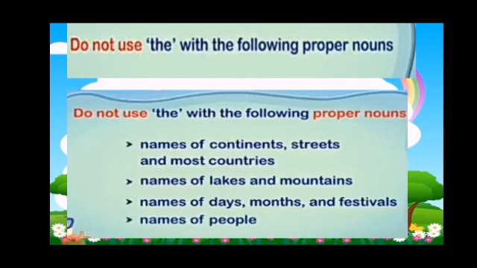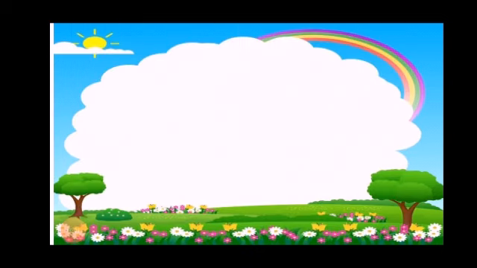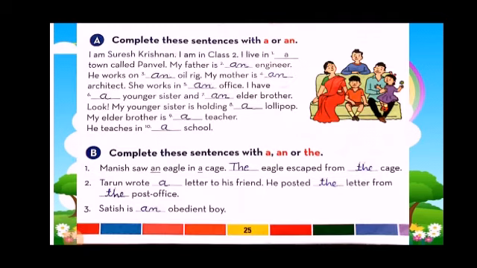Names of lakes and mountains. Names of days, months and festivals. Names of people. Now students, let's learn exercises from our textbook. Lesson number 8, exercise A. Complete these sentences with article A or AN.